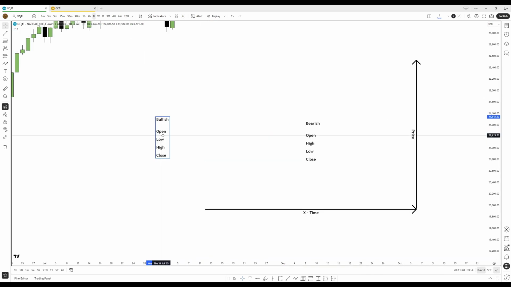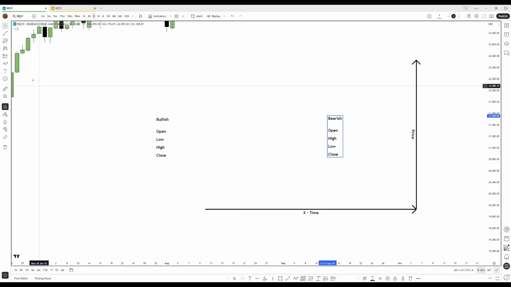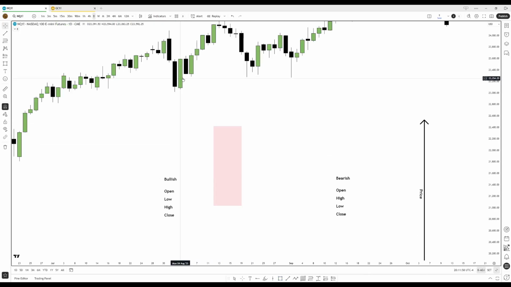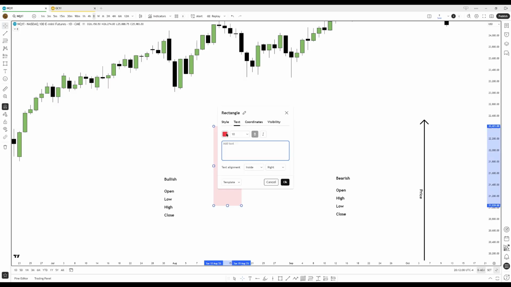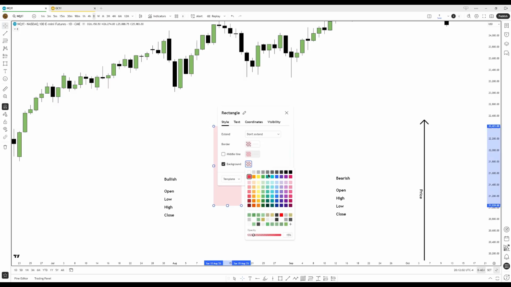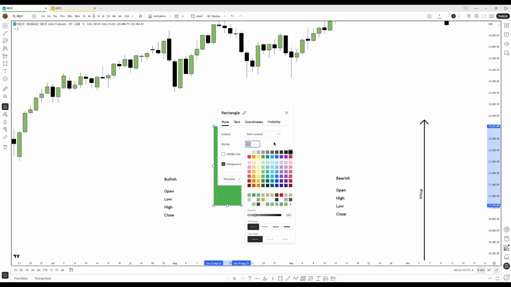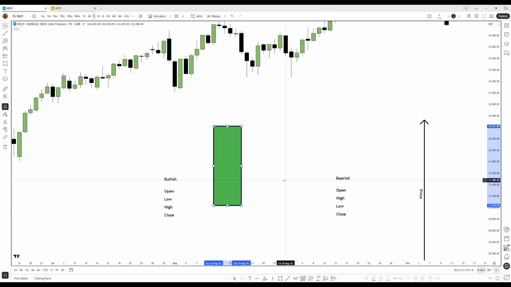Okay, so let's draw this out visually so we can see how it looks, right? So when we have a bullish candle, I have it drawn on my charts as green. You can have it any color you want, but I personally like green. Sometimes I put gray. It doesn't really matter as long as you know yourself what it is, right? So, okay, make this thick like that. Okay, there we go.